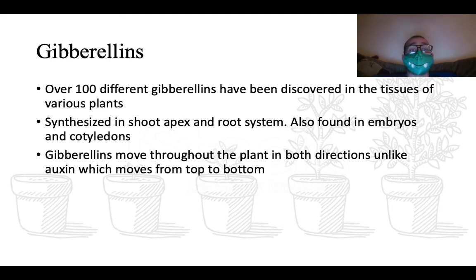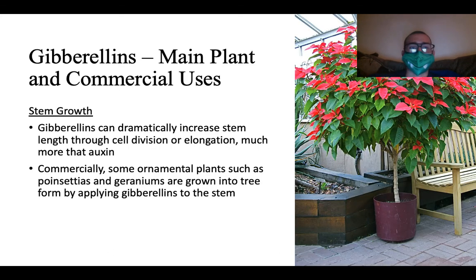Gibberellins move throughout the plant in both directions. Unlike auxins, which have that top-down flow, really from our apical meristems down, gibberellins can move throughout the plant. In terms of commercial uses, one of the main uses that we have for gibberellins is stem growth. Gibberellins can dramatically increase stem length through cell division or elongation, much more so than auxin, right?